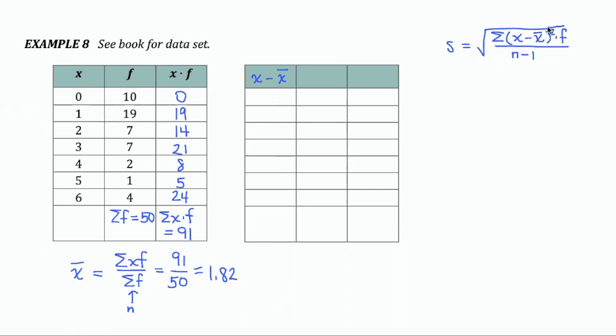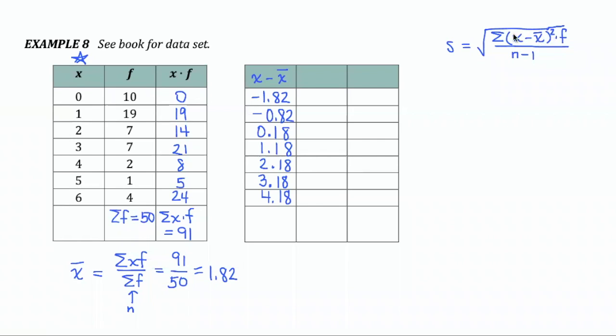Now, I've brought down my formula. You can see the first thing I need is just the straight up variances. So I need to take each piece of data. I'm looking at the X column and subtracting the mean of 1.82. So that makes the first one negative 1.82. I take 1, I subtract 1.82, and I get negative 0.82. I'm going to go down the whole column.